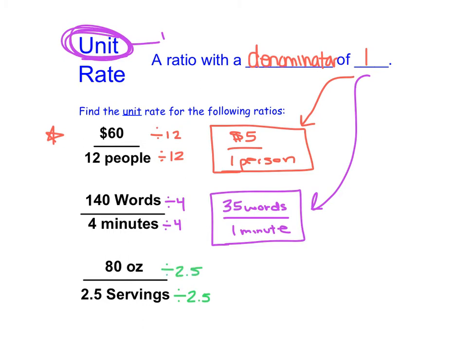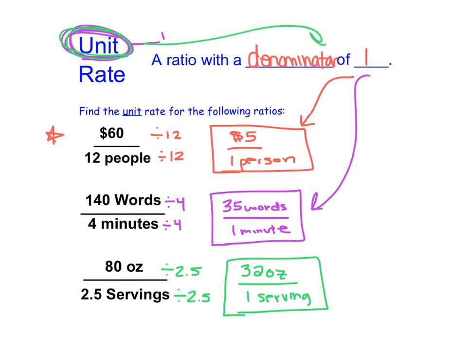So 80 divided by 2.5 is 32, so we end up with 32 ounces. And 2.5 divided by 2.5 is 1 serving. So whatever type of food this is, 32 ounces is the equivalent of 1 serving. So again, a unit rate has a denominator of 1.